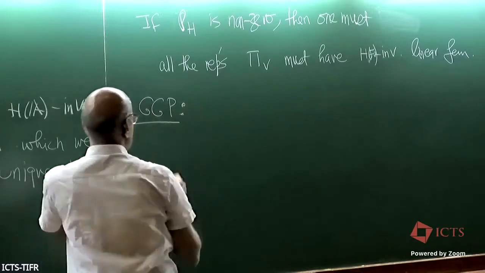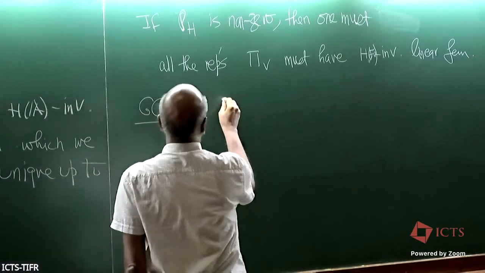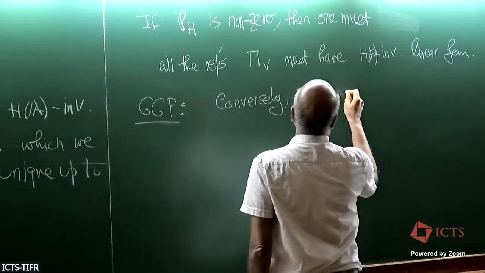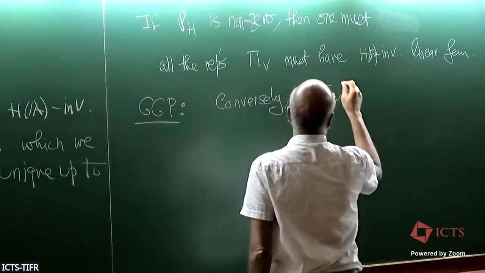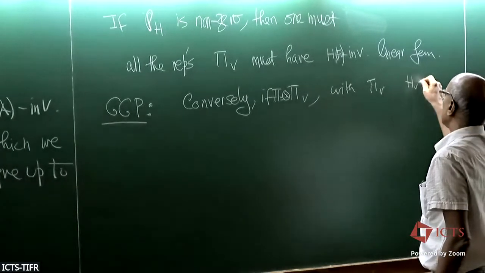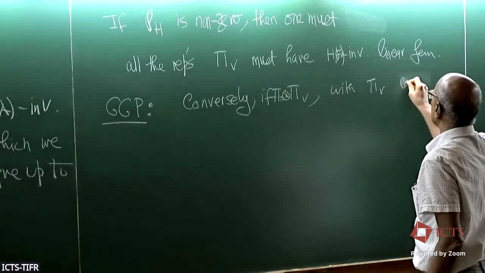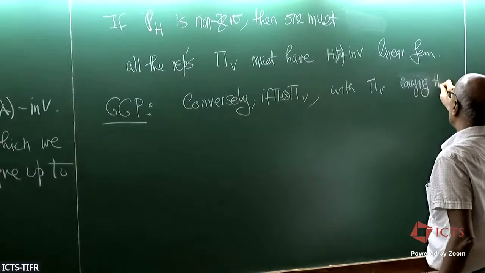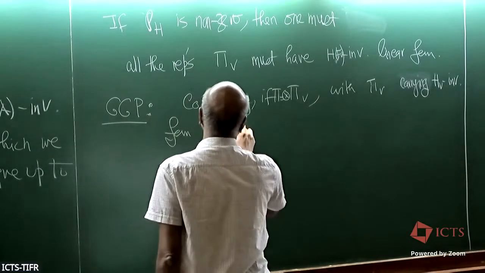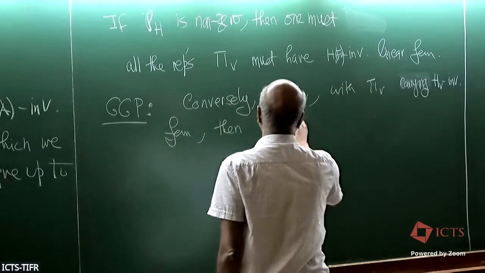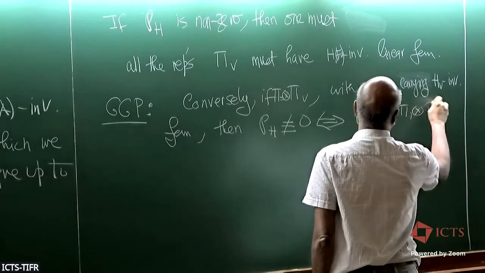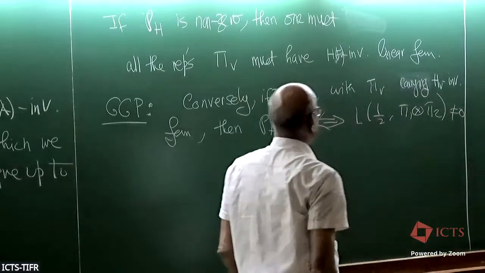One of the GGP conjectures in the global context says that conversely, if pi is equal to the tensor product of pi_v, with pi_v carrying HV invariant linear forms, then this period integral P_H is not identically 0 if and only if some central critical value, that we will come to, is non-zero.